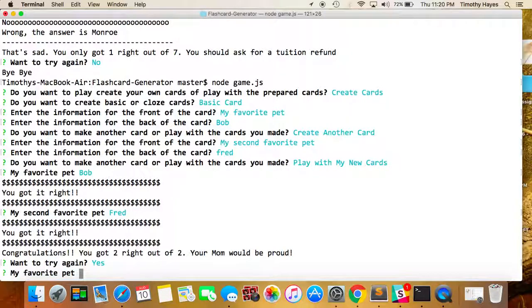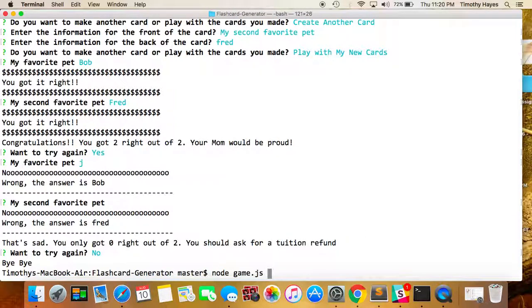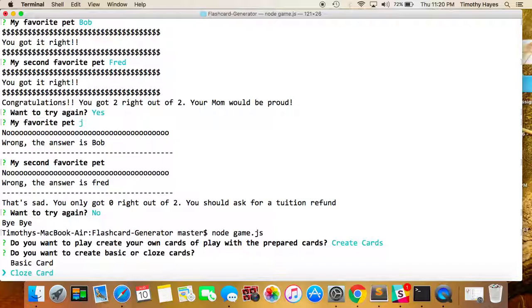Would you like to try again? Yes. And now this one's just going to keep cycling through. So if you were to spend some time and make a whole bunch of cards, you could sit here and quiz yourself over and over again. So we'll get these wrong, and we got 0 out of 2. Would you like to try again? Let's say no. So now we're out of the game. So now let's create cards again. This time we'll do the closed cards.